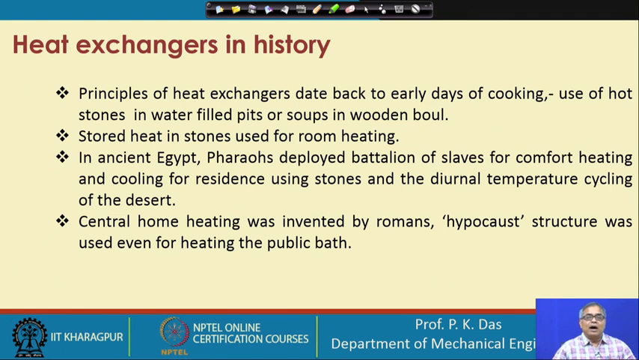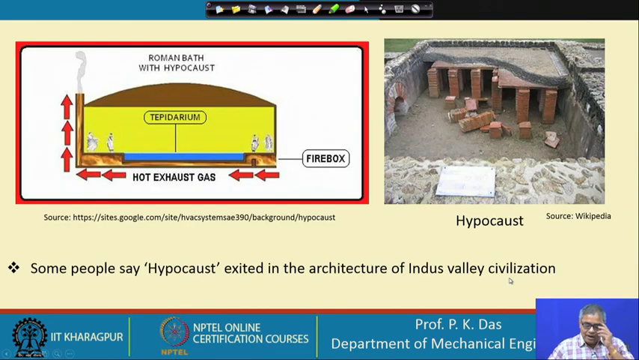Then in ancient Rome, we can see central home heating, by heating the floor panel of the room, where hot gas was sent through a chamber below the home. We can see in the next slide how it is. This is a Roman bath, a public bath, which was very common in Rome.